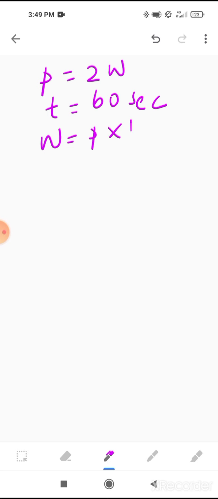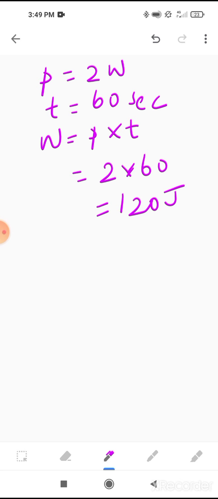And the time is given 1 minute. That means 60 seconds. Power of the lungs is 2 watt and the working time considered is 60 seconds. So how much will be the work done? Work is power into time, 2 into 60. So it does a work of 120 joule within a time of 1 minute.